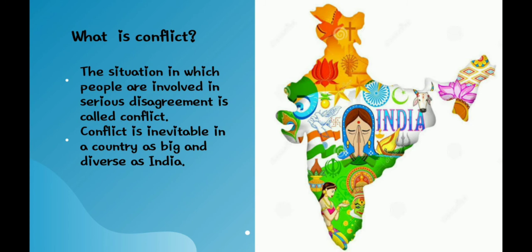What is conflict? The situation in which people are involved in serious disagreement is called conflict. Conflict is inevitable in a country as big and diverse as India. Conflict arises when people from different backgrounds do not agree on certain issues, or when people of one group feel discriminated and alienated by the other groups.